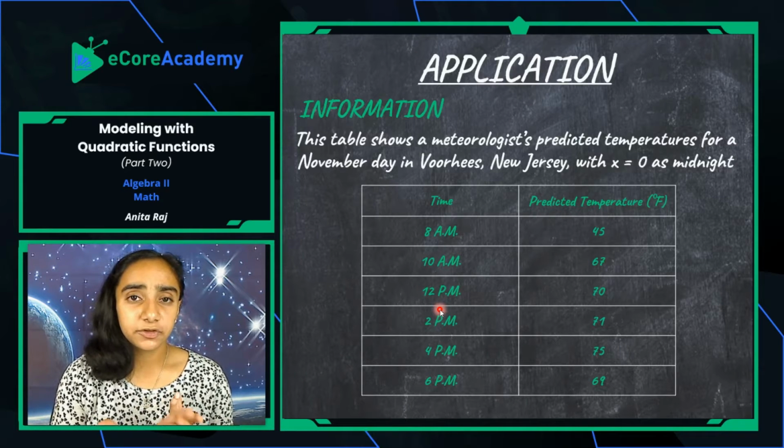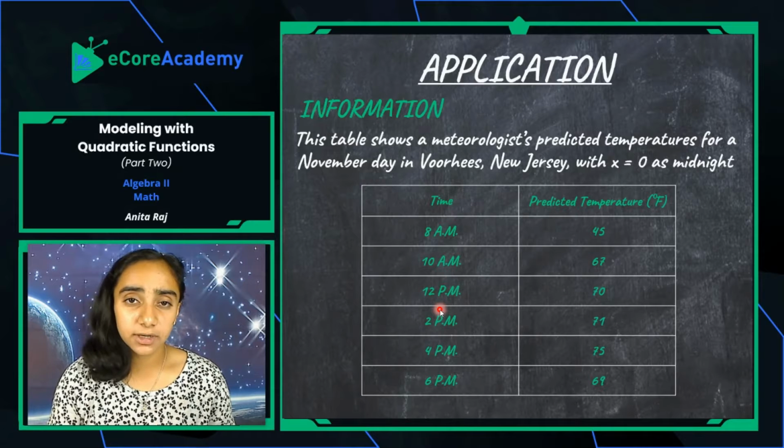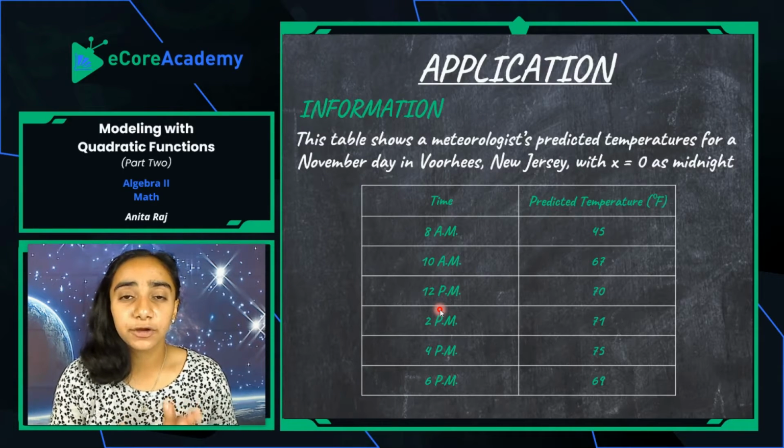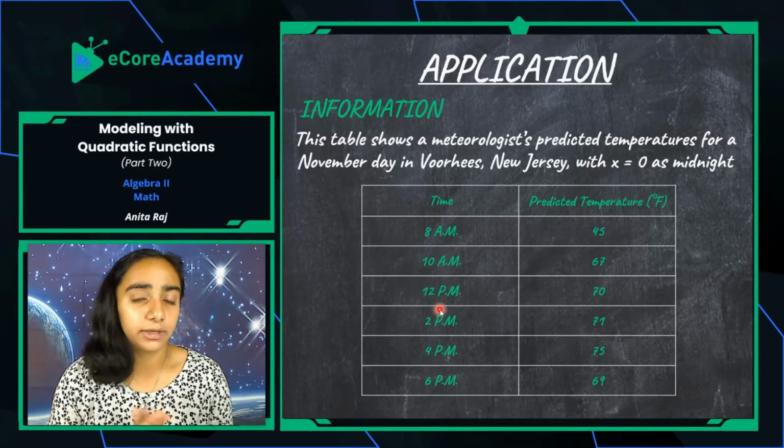Again, the time is your x variable, your x coordinate, which is your independent variable. Time doesn't depend on anything. For it to be 8 a.m., you don't need to depend on another variable.